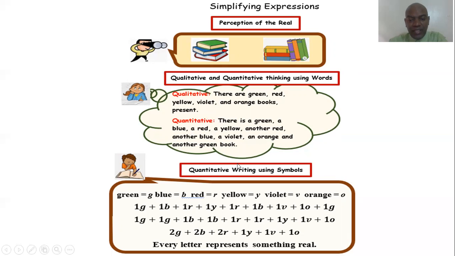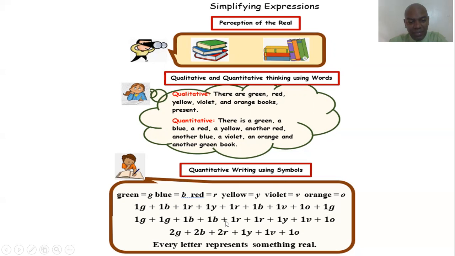green. So to write this symbolically, all these words, G for green, B for blue, R for red, because you normally use the first letter of the word to translate the words to symbols. And a green is one green plus a blue, because plus is and, a red, and a Y, and so forth. So you have an expression.